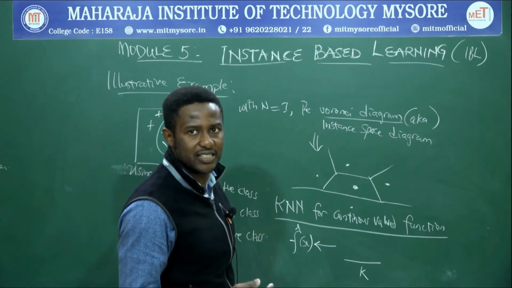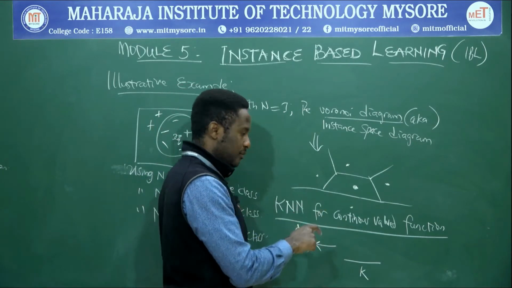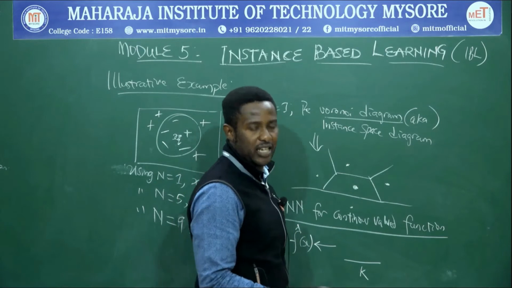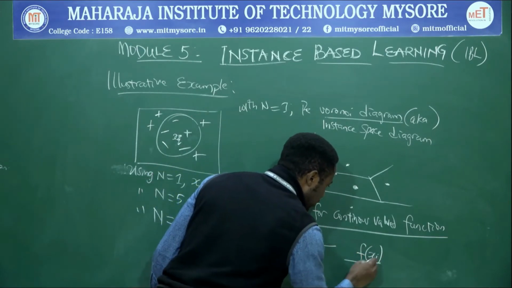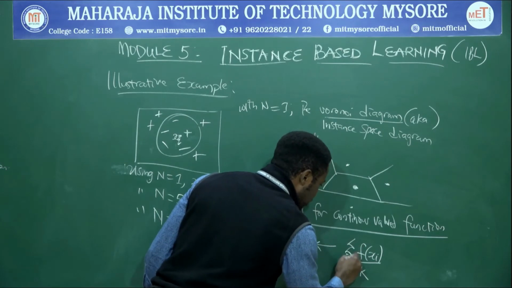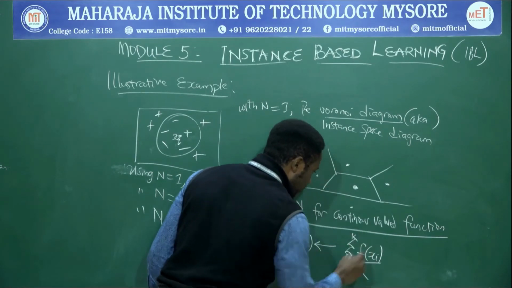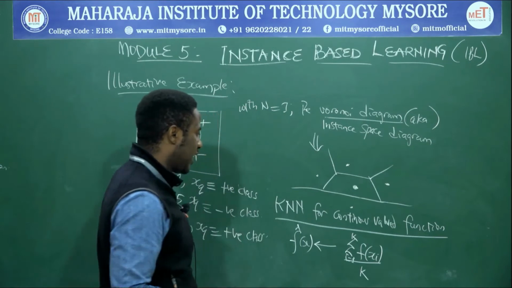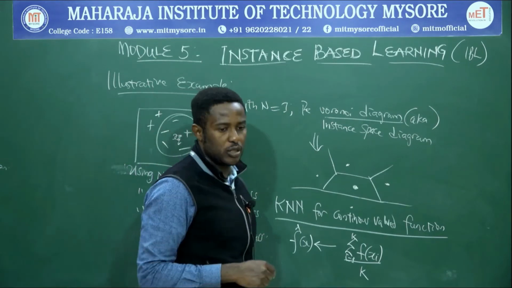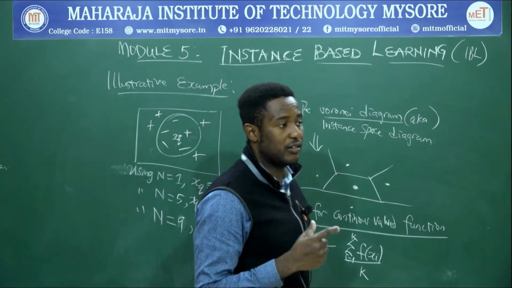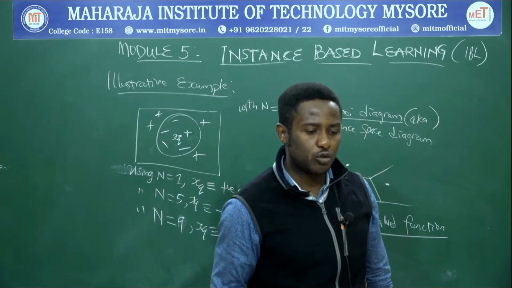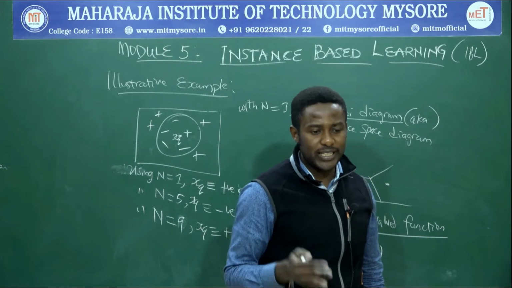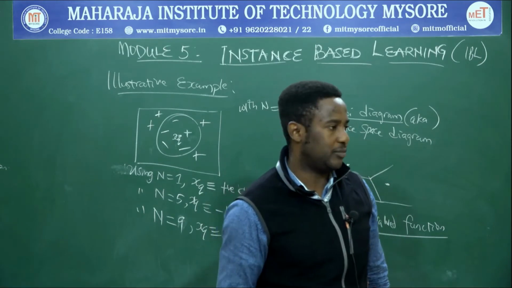I'm taking an aggregate, right? So I'm going to divide some function by the aggregate k. So I'll get the sum of f of xi, such that i goes from 1 to k, right? So this is what we'll have when we look into the real discrete valued function, okay? Now with this, that will lead us to what we call the distance weighted nearest neighbor algorithm.